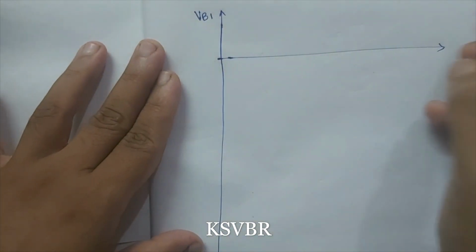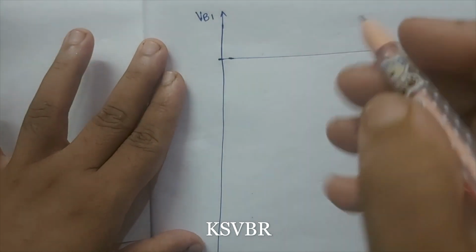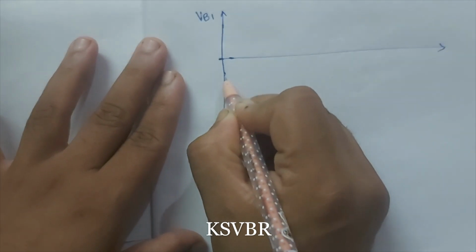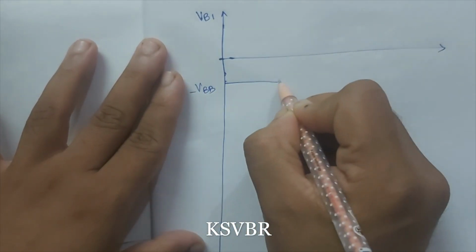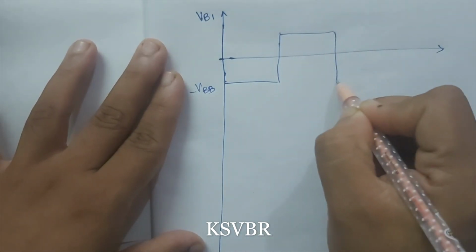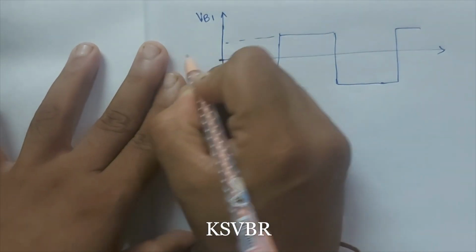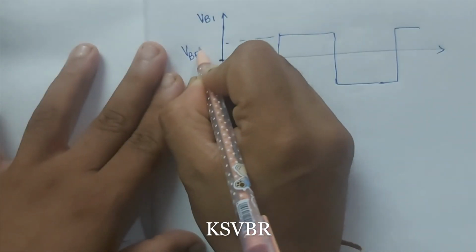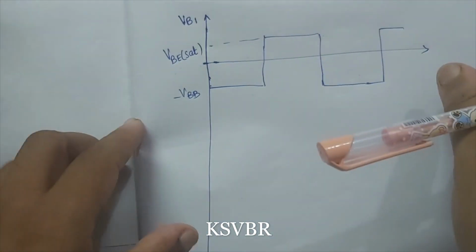So base 1 will be having square output, perfect square output. The maximum level will be minus VBB. This will be our saturation level. This is base 1 output.